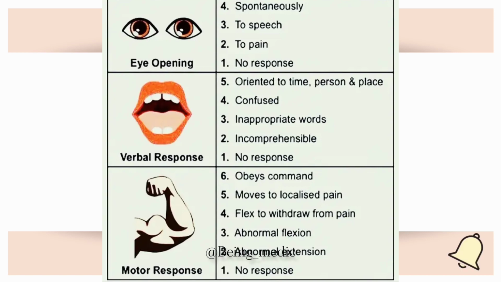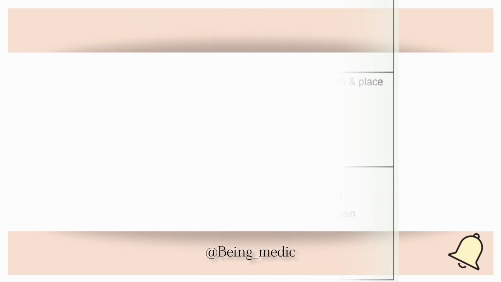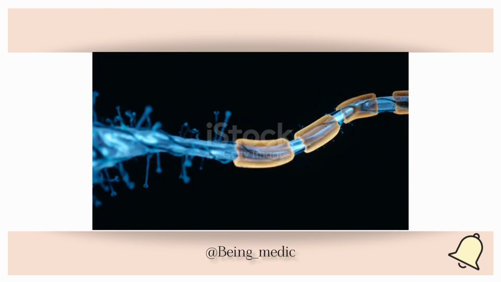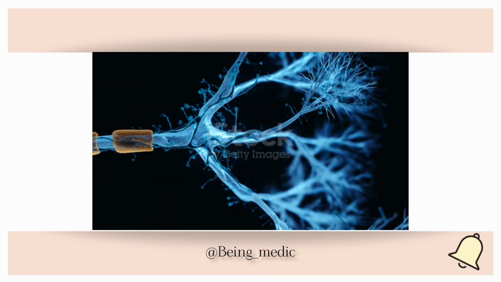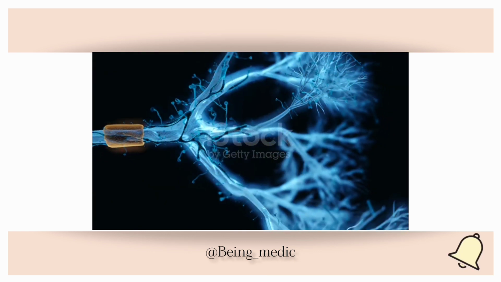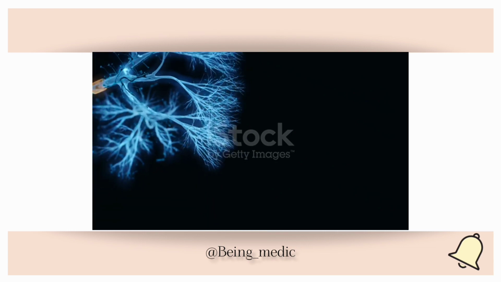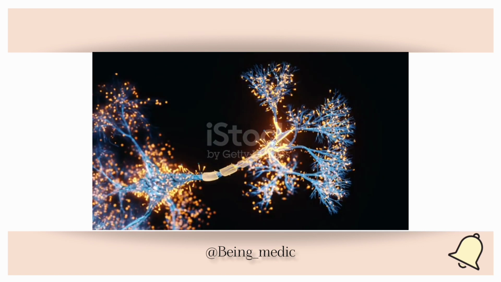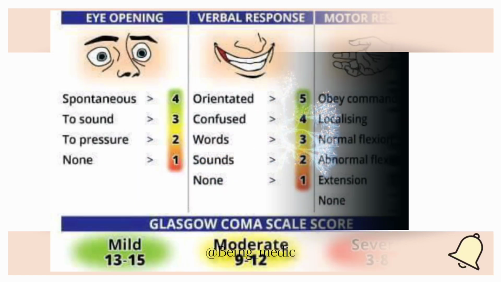It is essential to understand how to use the Glasgow Coma Scale correctly. When assessing the patient, you will observe their eye opening, verbal response, and motor response. Then assign the appropriate score for each aspect. The total score will help determine the severity of the neurological impairment. Let's discuss what this score means.